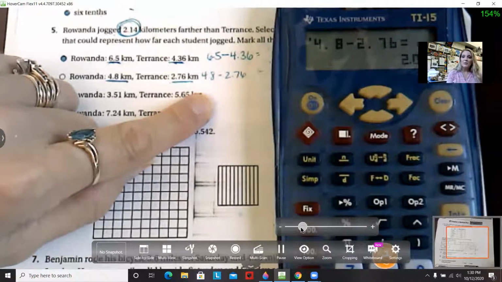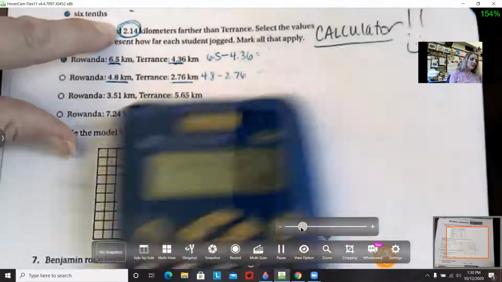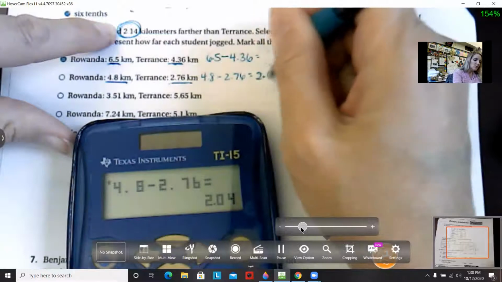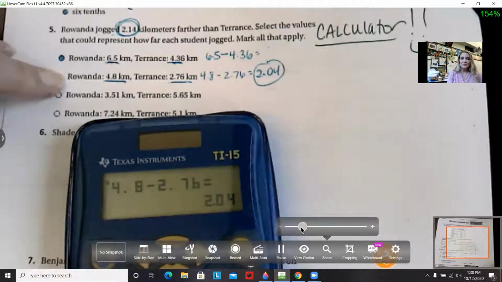2 4/100. That does not say 2 14/100. So that equals 2 4/100. So this cannot be a value that could possibly represent the values that they jogged.